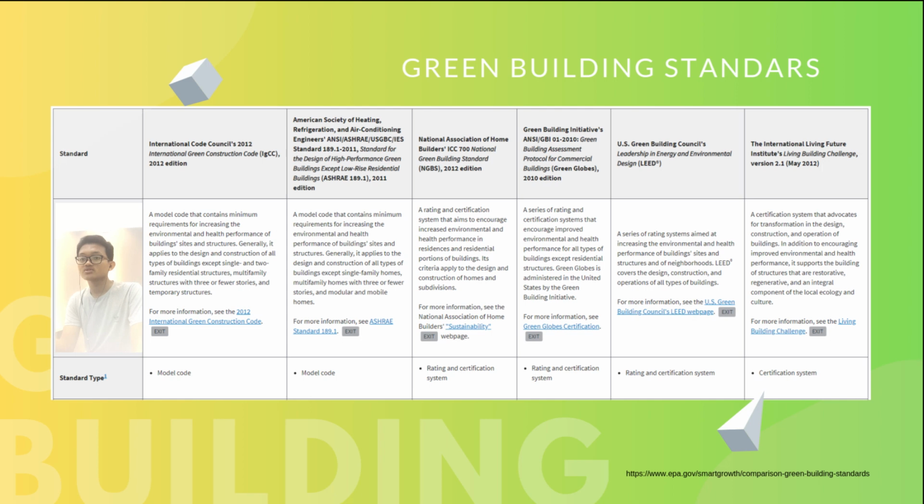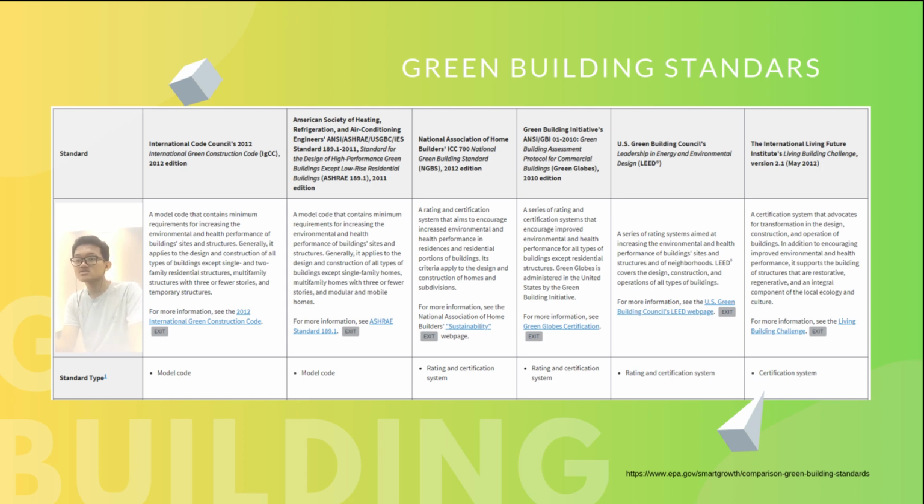And then the National Association of Home Builders' National Green Building Standard, or as we know it, NGBS. It's described as a rating and certification system that aims to encourage increased environmental and health performance in residences and the residential portion of buildings. Its criteria apply to the design and construction of homes and subdivisions.